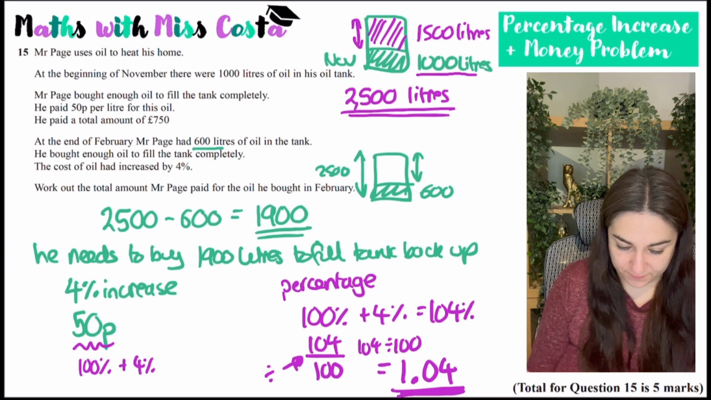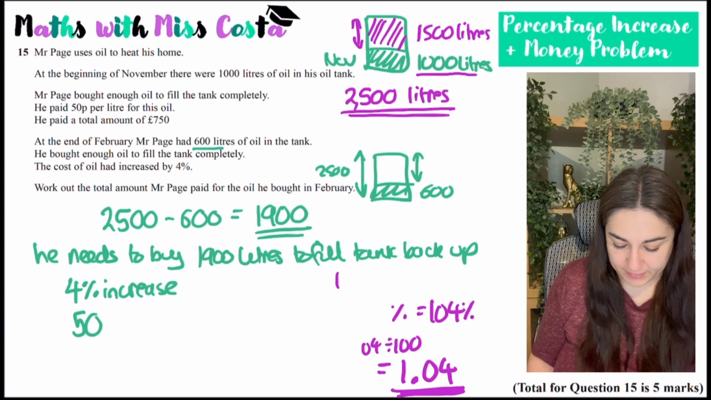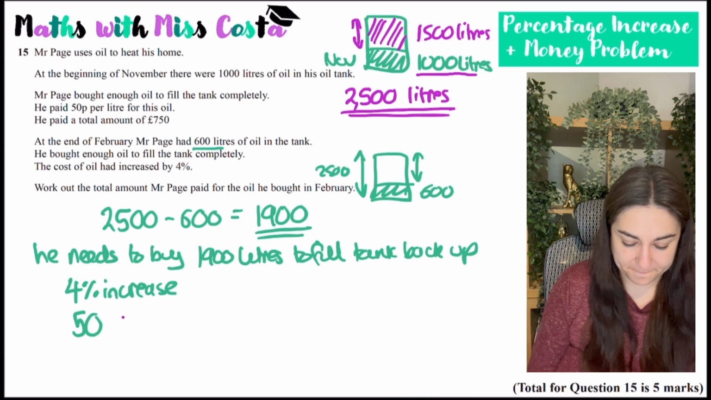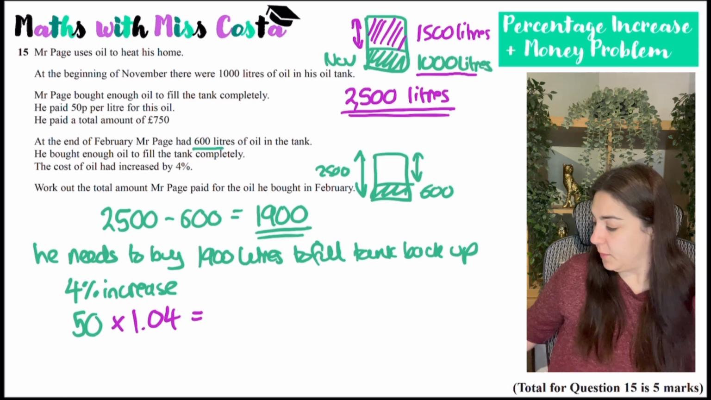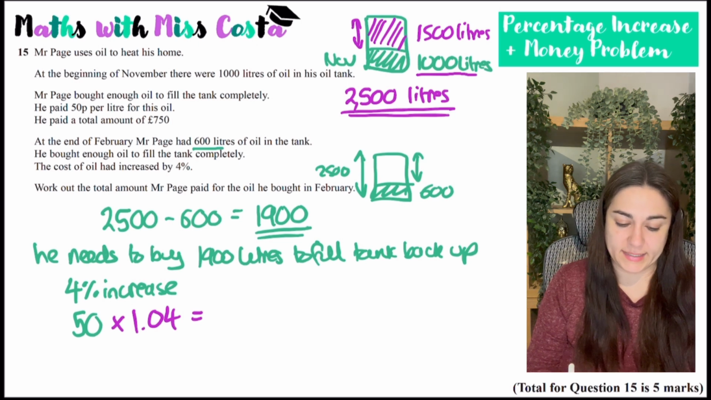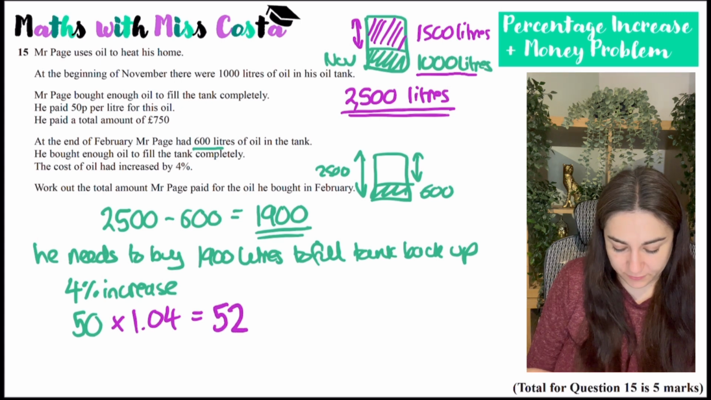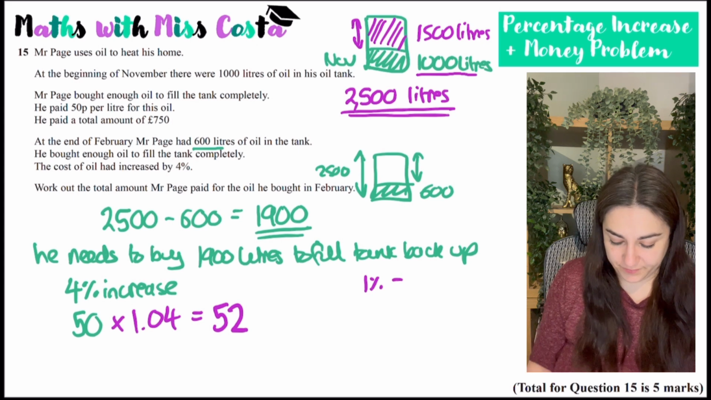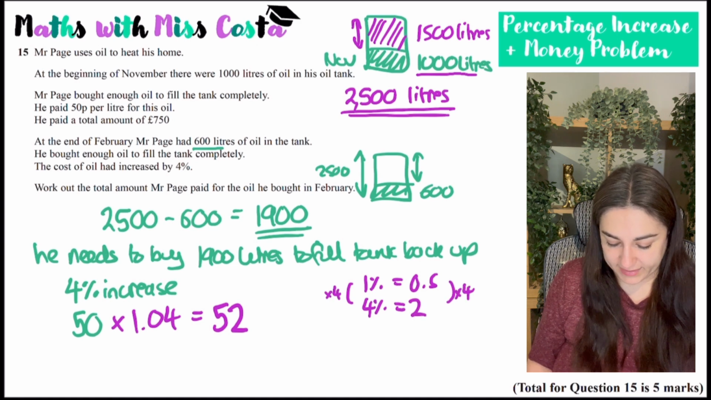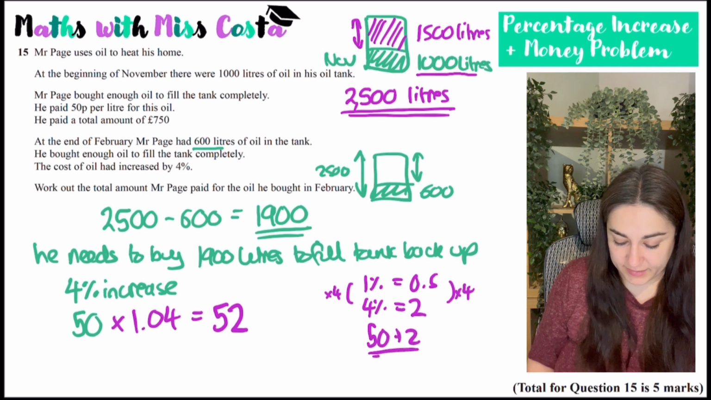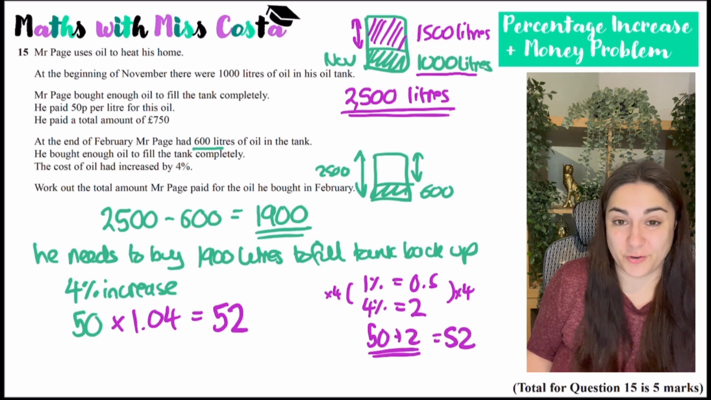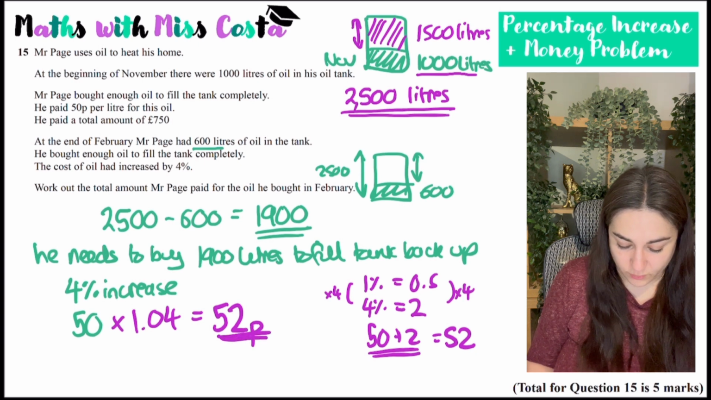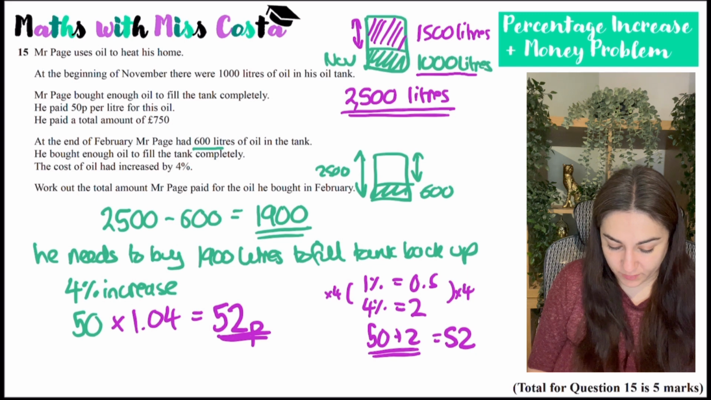So a 4% increase is technically working out 104% of the amount. So you could do 50 times by 1.04 to work out what the new price would be. So 50 times by 1.04 is 52. You could also have gone down the route of working out 1%. To work out 1%, you divide by 100. So 50 divided by 100 is 0.5. And then 4% is going to be 4 lots of that. So 0.5 times by 4 is 2. And then add that on to 50. So you choose which method works best for you. But a 4% increase would end up being 52 pence for the oil. So I know that his new price for the oil is 52 pence.